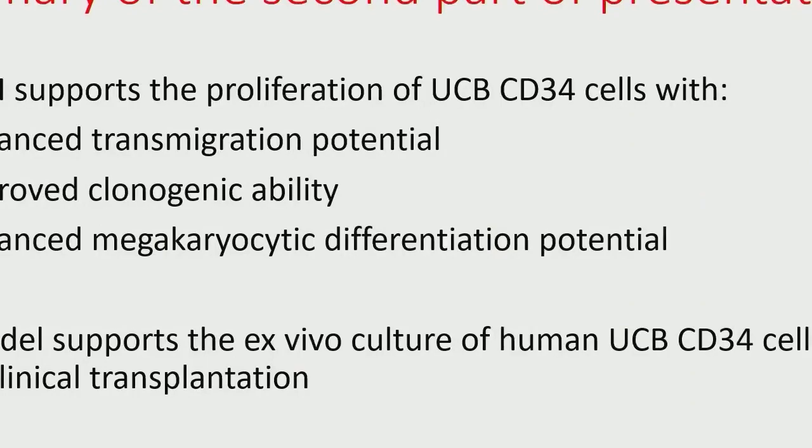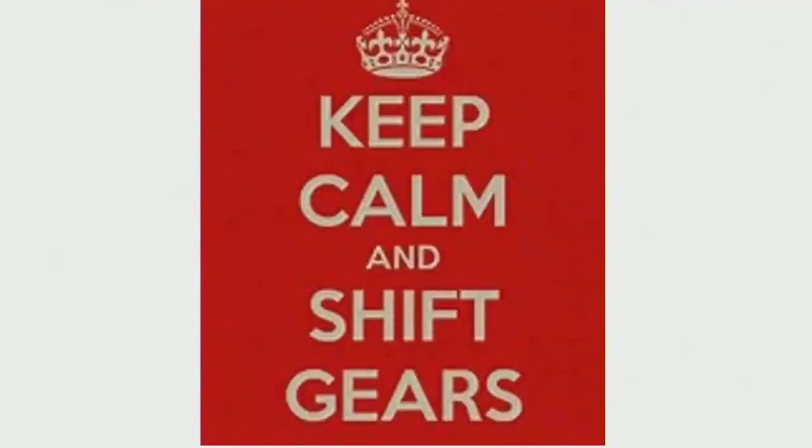So to summarize this part, I would say first, this matrix seems to support hematopoietic stem cells, in this case cord blood CD34 cells. It does enhance their transmigration potential, clonogenic potential, as well as megakaryocytic differentiation potential. So hopefully we can use this in the future for transplantation to improve upon our results. Okay, now this is the first application.